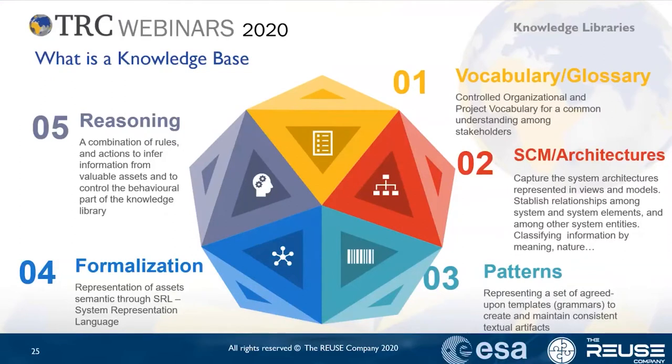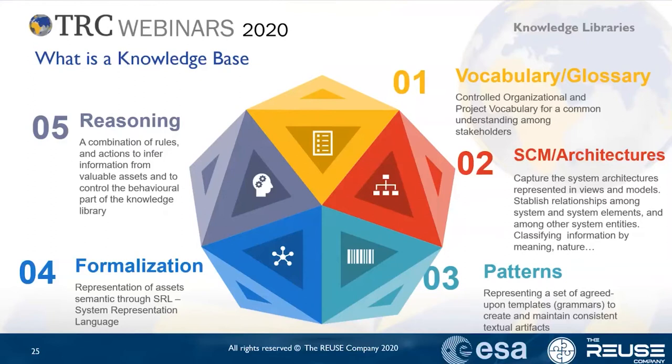This is why everything starts with the first layer, which is the controlled vocabulary or glossary. This is fully mapping with the definition that I was mentioning of ECSS, starting with the ECSS glossary. So in our approach, what we have done is we have mapped the ECSS glossary in this first layer of this library.